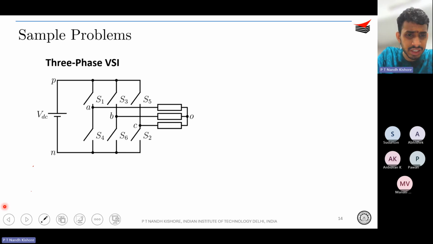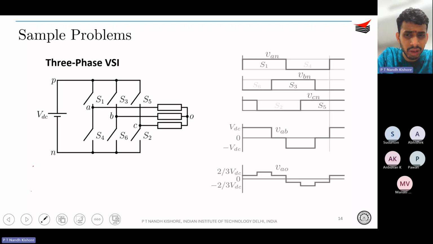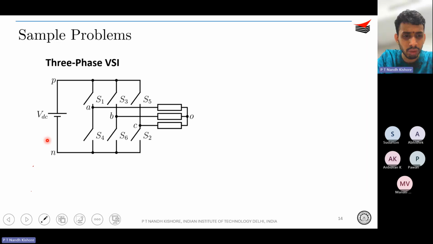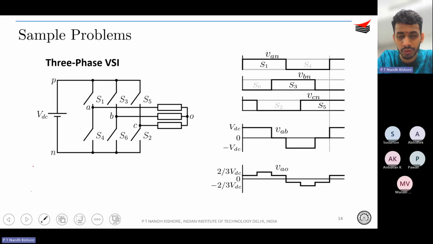So now coming back to the question, each step consists of what, right? Each step consists of obviously 60 degrees. You are seeing over here VA naught remains at 1 by 3 VDC for 0 to 60. Then from 60 to 120, it goes to double of that value. And then again 120 to 180, right? So it's something like a switch waveform, assuming that it's 180-degree conduction mode. So the step is basically 60 degrees. So the option is B. Each step consists of 60 degrees. It is evident from the pole voltage waveforms itself, right?